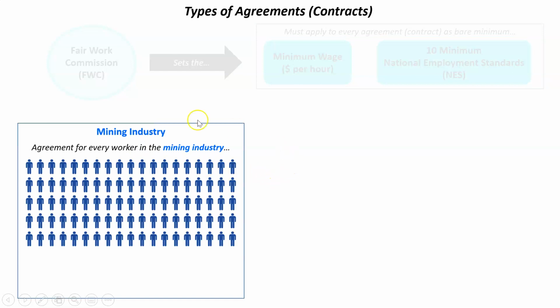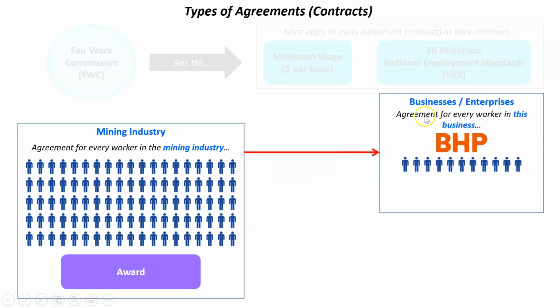And then let's say it's the mining industry. We could have a contract for every worker in the mining industry that is called an award, or you might say the term modern award. But then some employers say, we don't want that contract. We want one just for the workers in our business. So for example, BHP, that would be an enterprise or collective agreement.